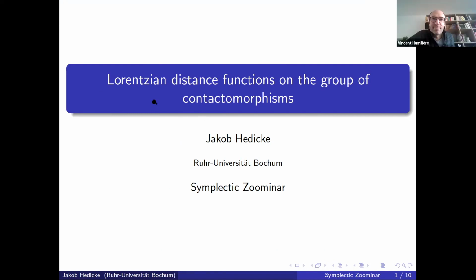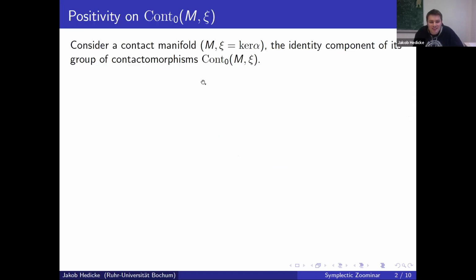I would like to present a way to construct Lorentzian distance functions on groups of contactomorphisms. The setting is as follows. We consider a smooth contact manifold N with a co-oriented contact structure, so xi is the kernel of some contact form alpha. And we want to look at the identity component of its group of contactomorphisms, meaning the group of diffeomorphisms of N that preserve the contact structure and are isotopic to the identity via contactomorphisms.